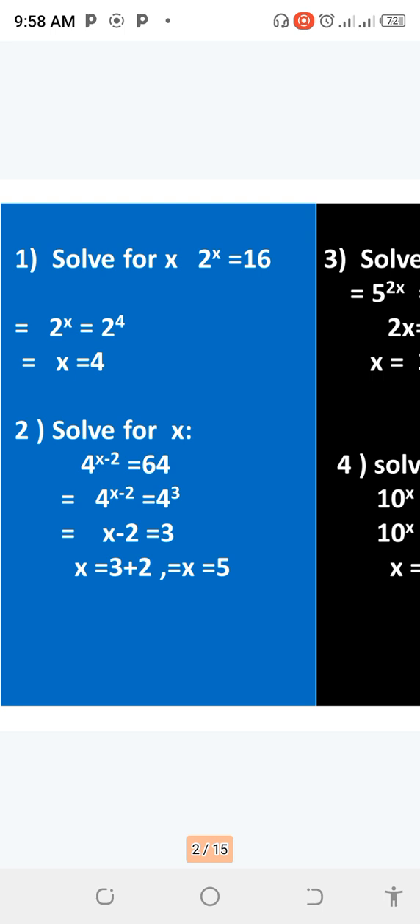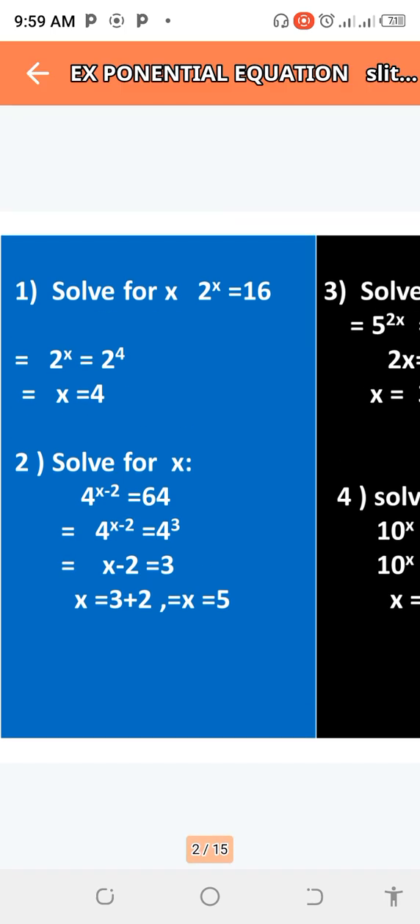Is it correct? That is to say that x is equal to 4. Let us try to see whether we are correct. If we replace x by 4, we will now have 2 exponent 4 is equal to 16. Is it true? Let us see. 2 times 2 is 4, times 2 is 8, times 2 is 16. So 2 exponent 4 is the same thing as 16. So the answer is correct. Now let us move on to the next example.